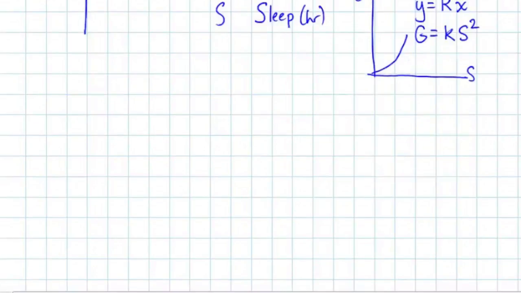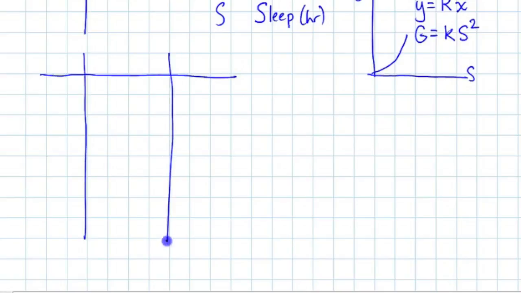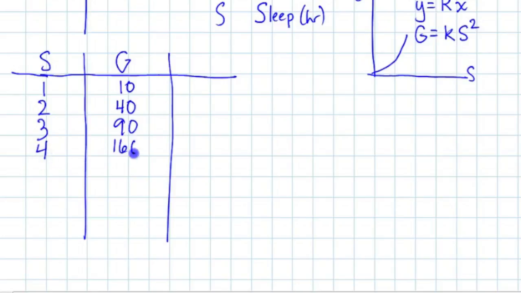So you probably have a data table, and your data table probably has something that has to do with the hours of sleep you have. Those would be your x coordinates, and then you have g, the grade. I'm just going to make this up. Let's say 1 hour of sleep gets you 10 points. 2 hours of sleep gets you 40 points. 3 hours gets you 90, and 4 hours of sleep gets you 160. You can see the trend here. It's just square the hours of sleep and multiply it by 10.